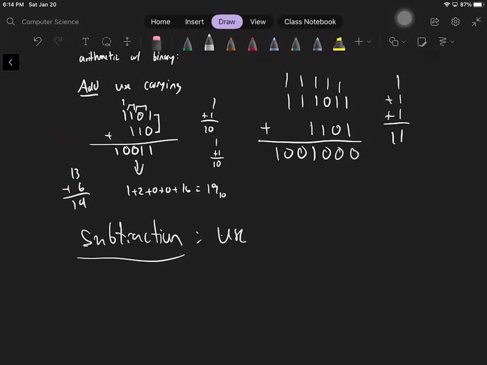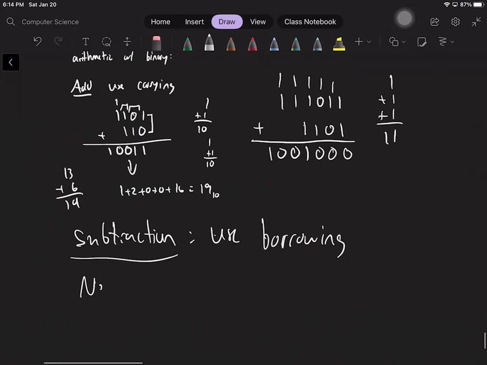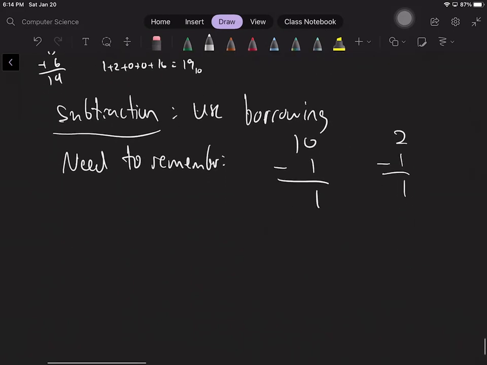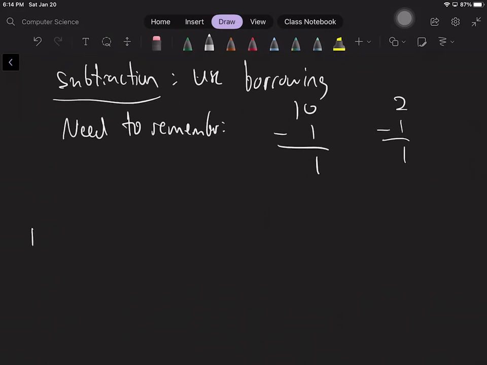Same as a decimal system, you use borrowing. Here's how we're going to do it here. If you know a different method, that's also fine. There's just something you have to remember, which comes in a lot, which is that 1 0 minus 1 is 1, because this is really saying 2 minus 1 is 1. Okay, so this will come in a lot in these problems. So let's see an example. Okay, 1 0 0 1 0 1 minus 1 1 0 1 1.